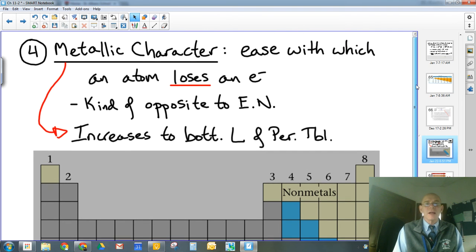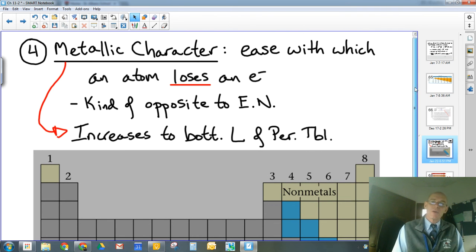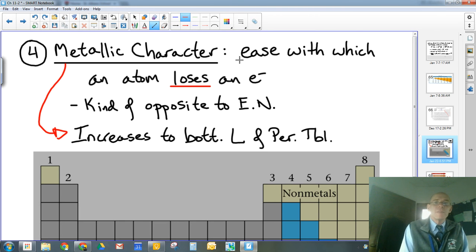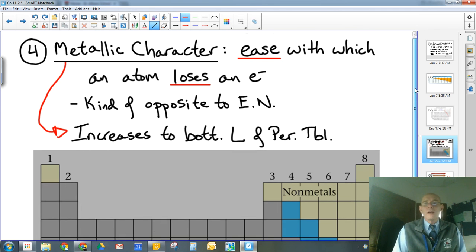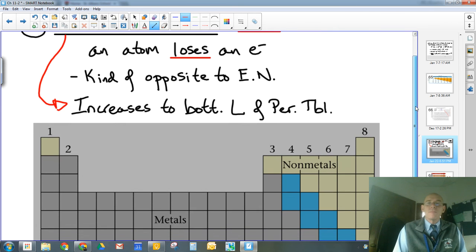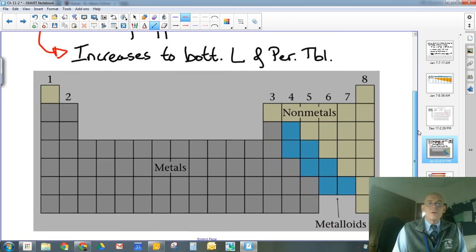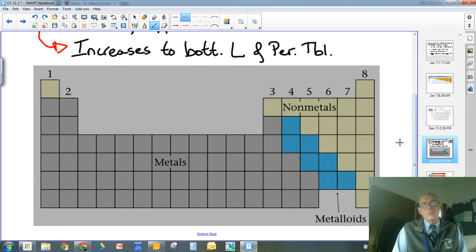All right, very last trend in the periodic table is something your book touches on. I don't tend to spend a lot of time on it, but it's called metallic character. It's kind of the opposite of ionization energy. This is the ease with which an atom loses an electron. So it's kind of the opposite of ionization energy, which is the energy you've got to put in. So as you'd expect, this should say ionization energy, IE, not EN. What on the periodic table would you expect to most easily give up electrons?